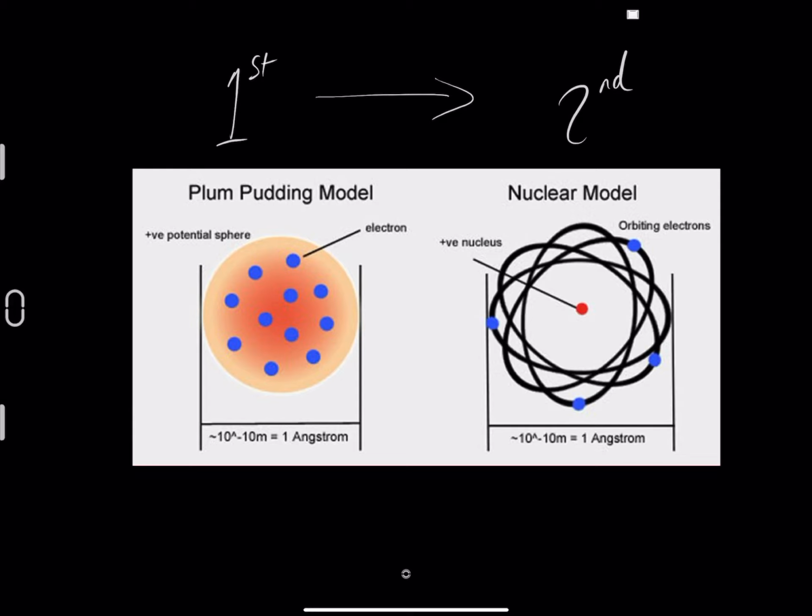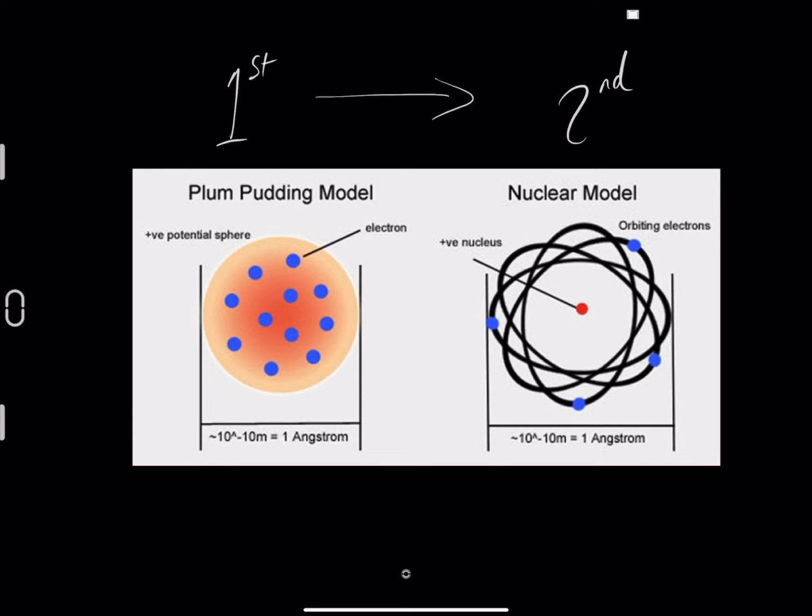Essentially, the plum pudding model stated that atoms were mainly large spheres of positive charge with negative charges dotted around them. So you had a large sphere, as you can see, this large orange peach colored sphere, which is a positive charge, and amongst that large sphere of positive charge, there were negative charges dotted around. Essentially, they were saying that the electrons were spread out in a random manner around this positive sphere. And that was the plum pudding model.